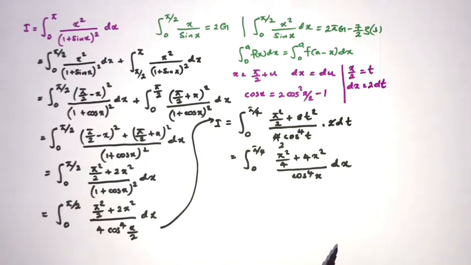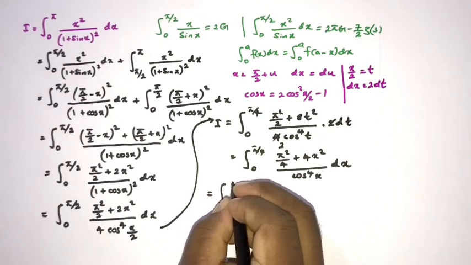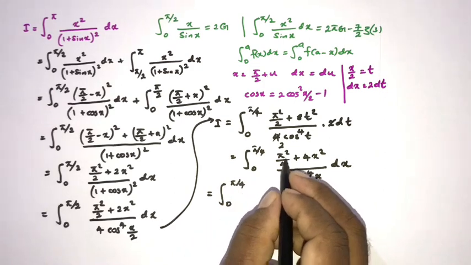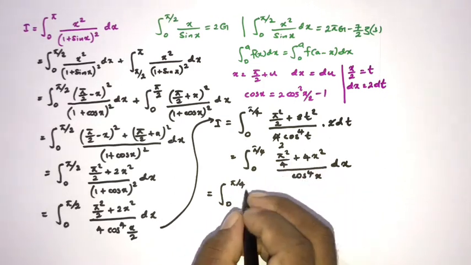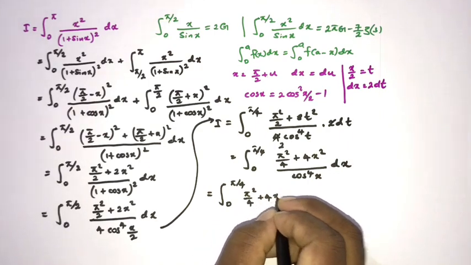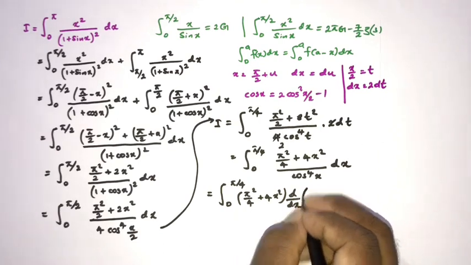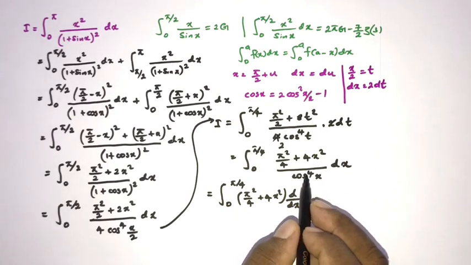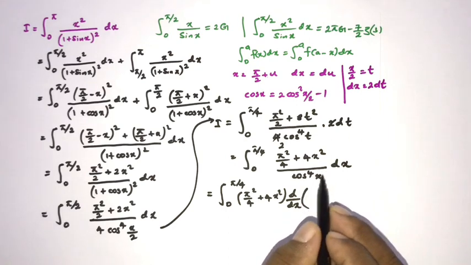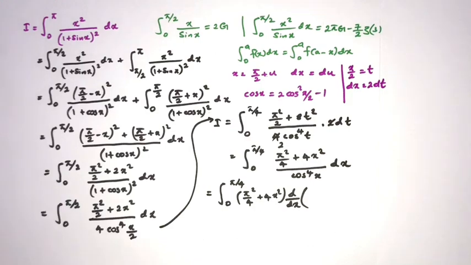Okay, let's use IBP, integration by parts. So we can write the integral from 0 to π/4. As a first function I'm going to take the numerator, so (5π²/4 plus 4)x², d by dx. Now the integration of 1 over cos⁴x. So how to evaluate that integral?